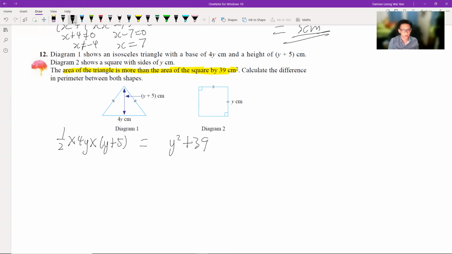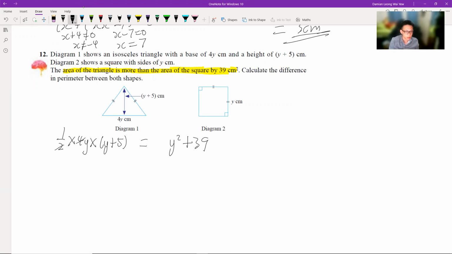Just imagine, say, I have 30, you have 25. I have 5 more than you. This is more than this by 5. So to make it equal, I add 5 here. What extra is needed to be equal? So add 39 here, then it's equal.